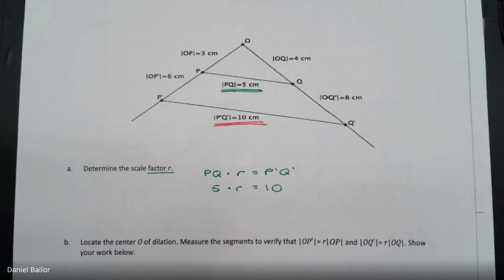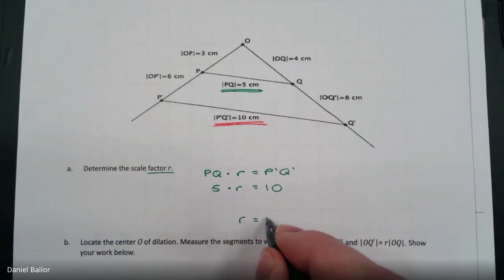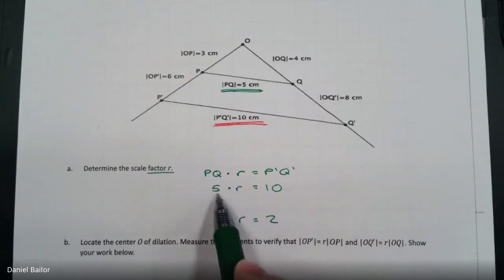Now to find R, we do algebra, or actually you can probably do this with mental math. 5 times something makes 10. Well, because you know mental math, R has to be 2, because 5 times 2 makes 10.